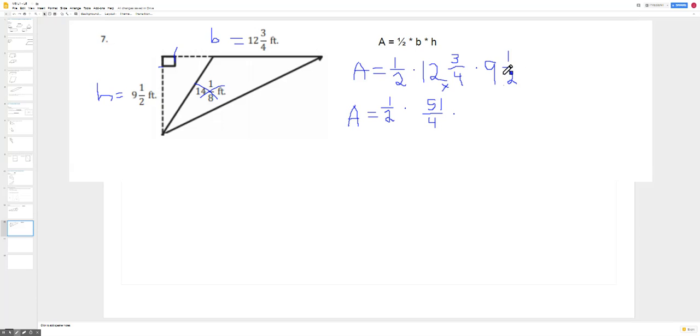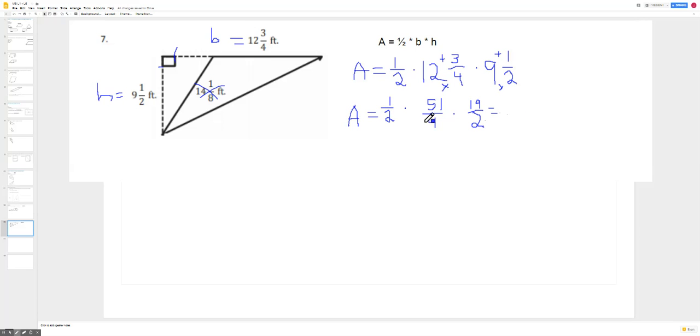And now I go ahead and I do the same thing over here. I multiply 2 times 9. I'm sorry, now I add the top. Sorry, I forgot to add the top. 2 times 9 is 18. 18 plus 1 is 19. So I go ahead and I put 19 right here and over 2.